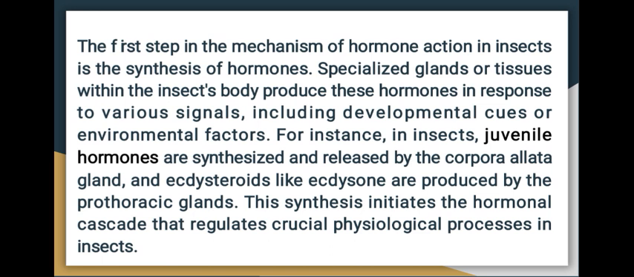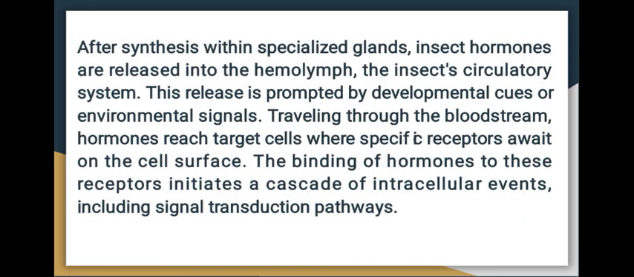So, juvenile hormone is synthesized and released by the corpora allata gland, and ecdysteroids like ecdysone are produced by the prothoracic glands. After synthesis within specialized glands, insect hormones are released into the hemolymph, the insect circulatory system. This release is prompted by developmental cues or environmental signals. Traveling through the bloodstream, hormones reach target cells where specific receptors await on the cell surface. The binding of hormones to these receptors initiates a cascade of intracellular events, including signal transduction pathways.